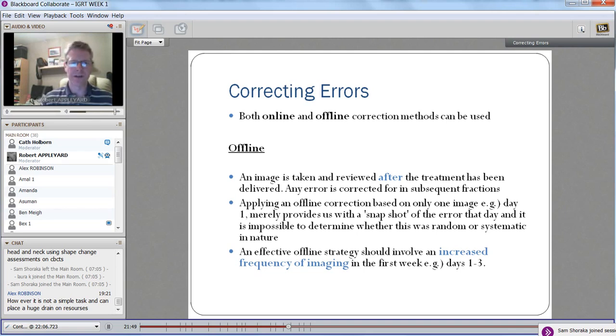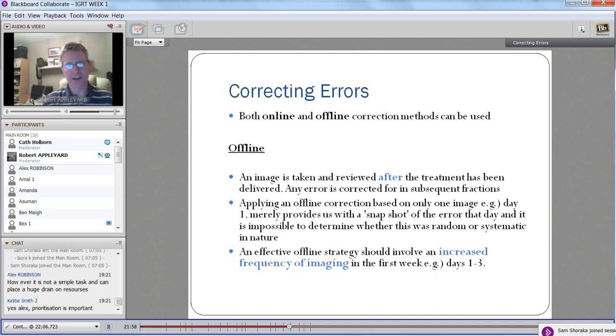And the most common way of employing this approach is to use a system whereby we image over a number of fractions during the first week, make a decision based on the likely systematic error, and then apply that as we go on through the rest of the treatment.